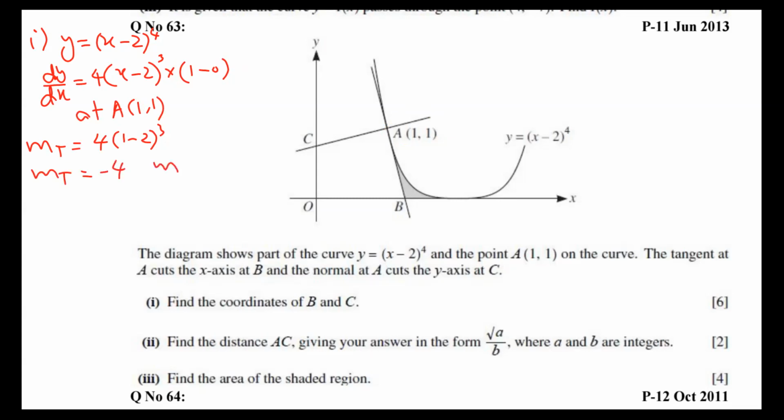And the gradient of the normal is naturally the negative reciprocal. It has 1 in the denominator, and when I flip it, upside down, the sign will change. So it becomes 1 by 4, and the sign changes to positive. You write the plus sign or you don't write it, no problem at all.